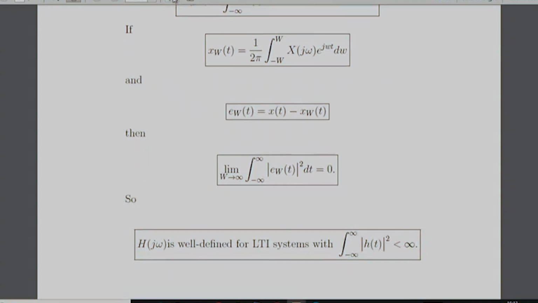And similarly, if we now think about our signal as being an impulse response of an LTI system, what it tells us is that if our LTI system satisfies this property, that the energy in the impulse response, so this is now integrating over all time from minus infinity to infinity, if that's finite, then the frequency response is well defined. Then we can talk about the frequency response of that system.